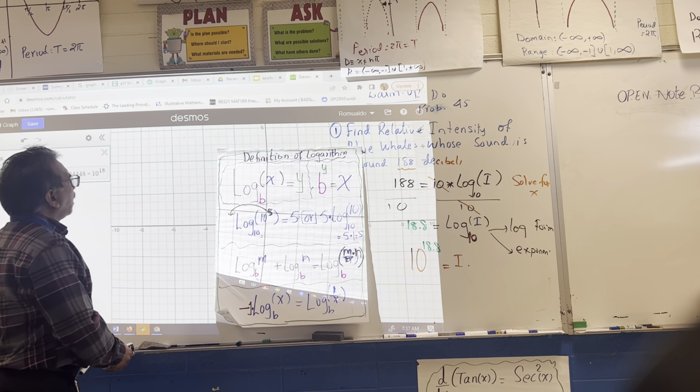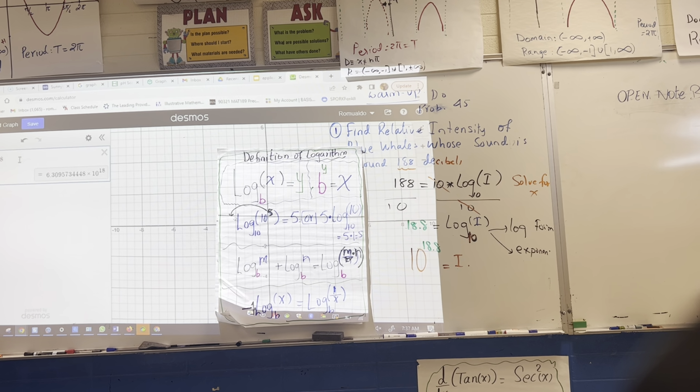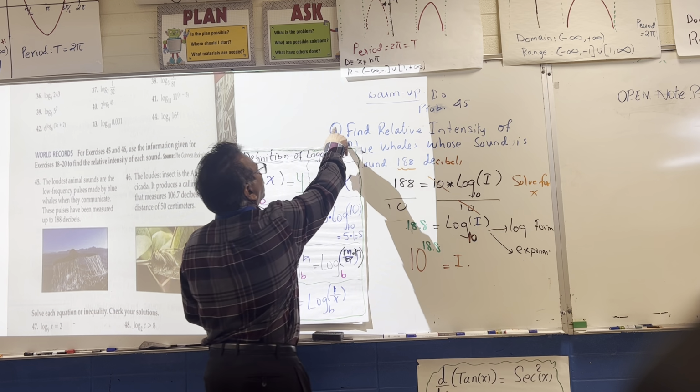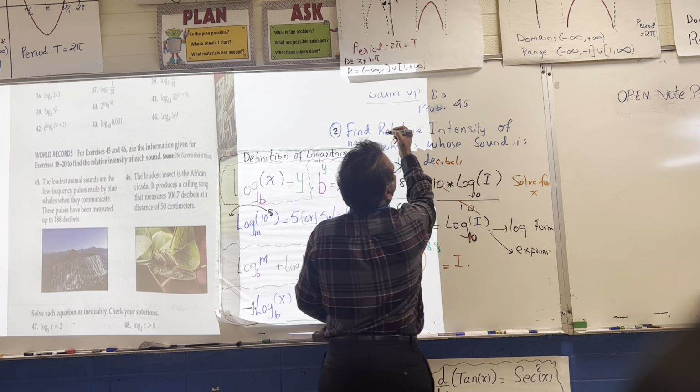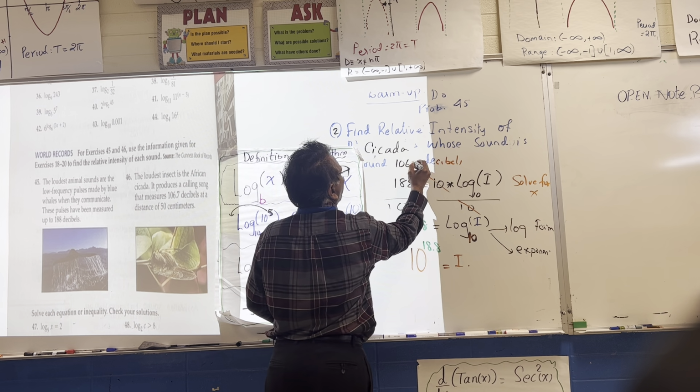I hope that makes sense. Next, let's quickly do the other one to get an idea. What about the cicada? The cicada is 106.7. So the second question is the sound of the cicada, and its decibel level is given as 106.7. Can you write it down quickly?